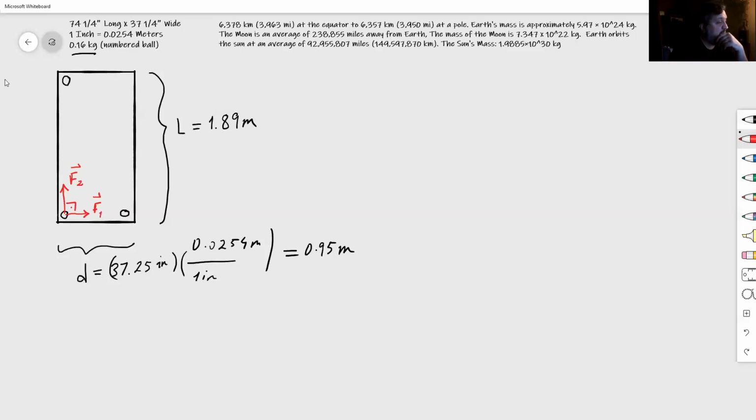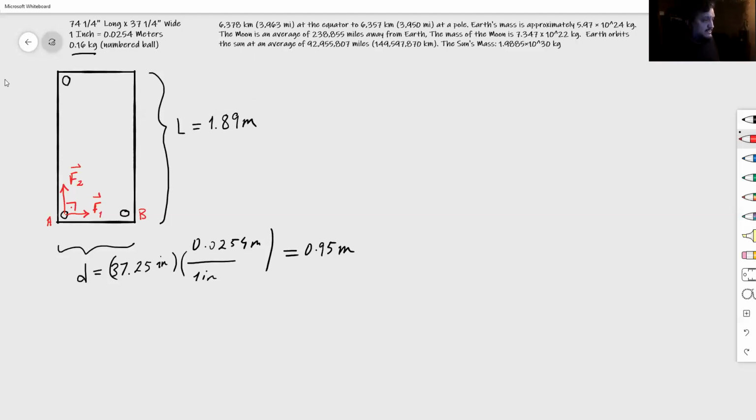Let's say this is number 1. Well, let's call it A. This is ball A, and then this is ball B. What will be the net force on ball B? Okay, and I'm totally ignoring their weight.